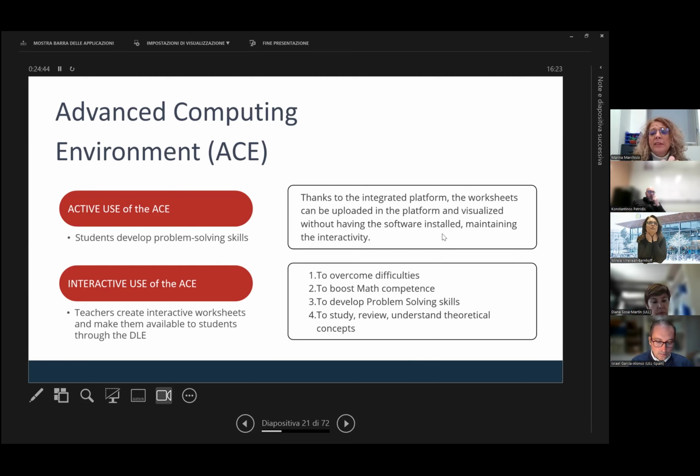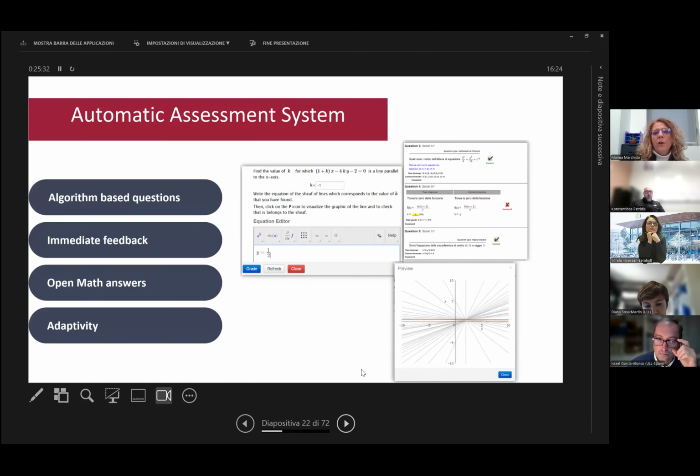And we can also put this worksheet, and this worksheet is still interactive also if the students don't have the advanced computing environment on their computers. This is also very important. It is an advantage if you use a digital learning environment integrated with this advanced computing environment. A teacher can also create interactive worksheets in order to overcome difficulties, to boost math competencies, in order to allow students to study, review, understand theoretical concepts, or as we see later, to develop problem solving skills.